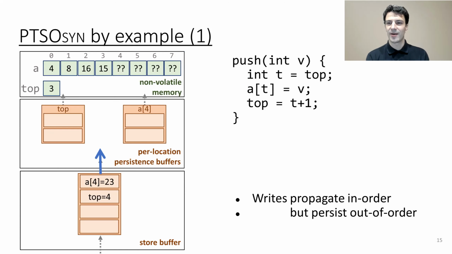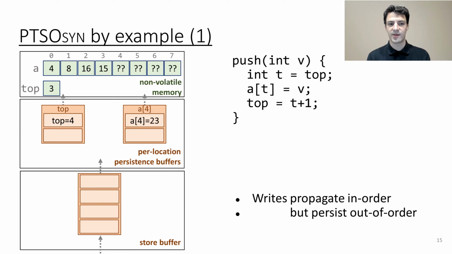So returning to the toy stack example, which is sequential. We will have only one core, one thread of execution, and accordingly one store buffer. Let's say that we already issued the two writes that are in the push method. So the write to A4 and the write to the top are in the store buffer now. Writes propagate in order from the store buffer. And for that reason, A4 will go out of the store buffer first. And then it is possible that the write to the top also propagates.